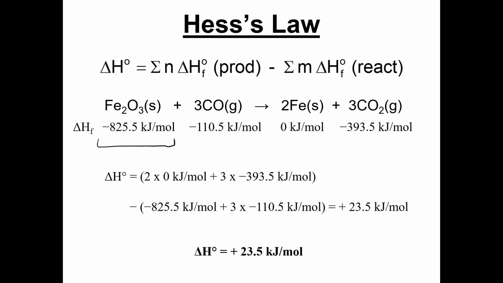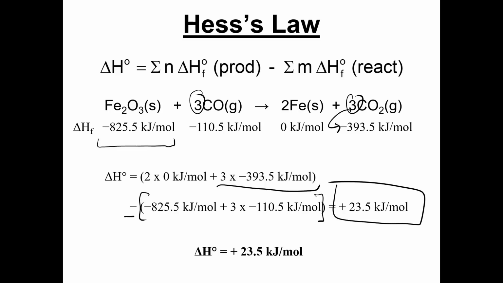Okay, and then all you do is add up the delta H's here, right? So 3 times minus 393.5 plus 2 times 0, so that's 0, not a problem. You add that up and then subtract it from the sum of the enthalpies of the reactants, right? And so we have 1 times minus 824, and then 3 times minus 110.5. And that gives you a delta H for this reaction of 23.5 kilojoules per mole. So this is an endothermic reaction here, right?